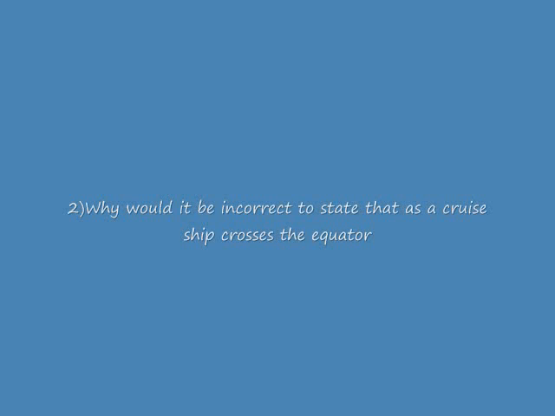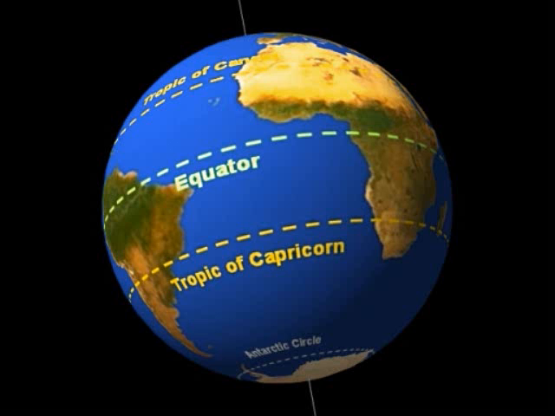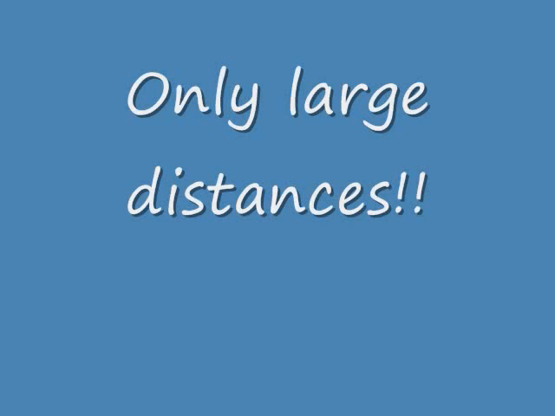Question number 2. Why would it be incorrect to state that as a cruising ship crosses the equator, the water in a bathtub will now drain in the opposite direction due to the Coriolis force? Firstly, the Coriolis force is not present at the equator and is only in effect going away from the equator. Secondly, the Coriolis force has a very small effect, which is measurable only over large distances and typically works on the movement of air masses.